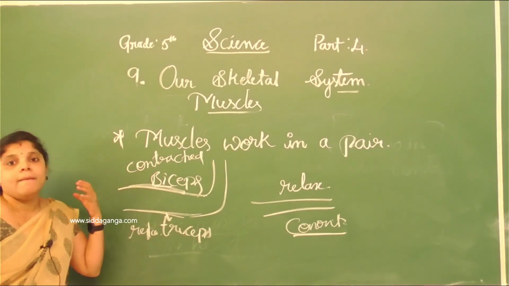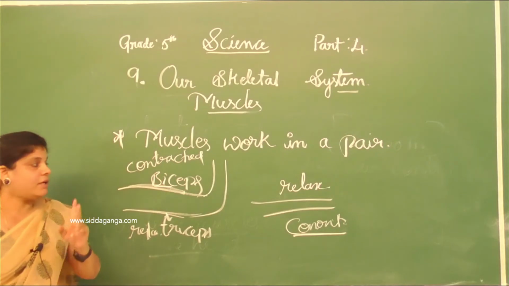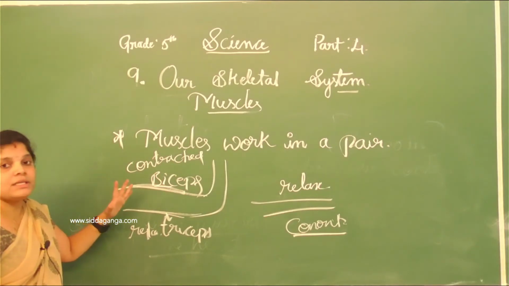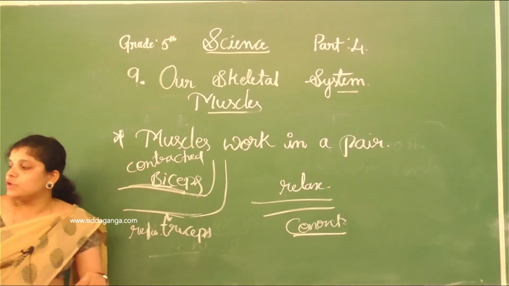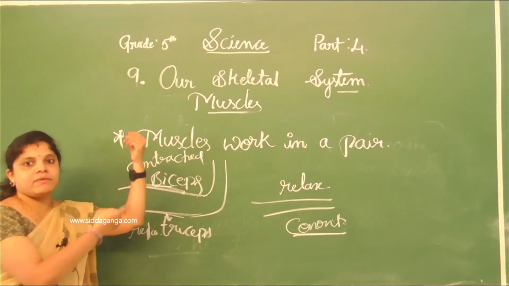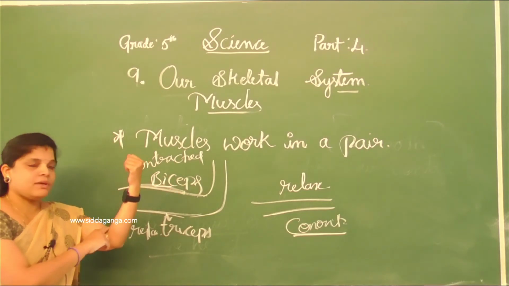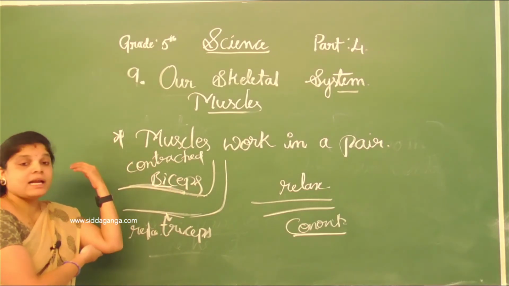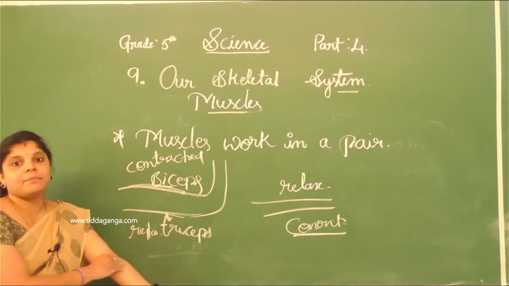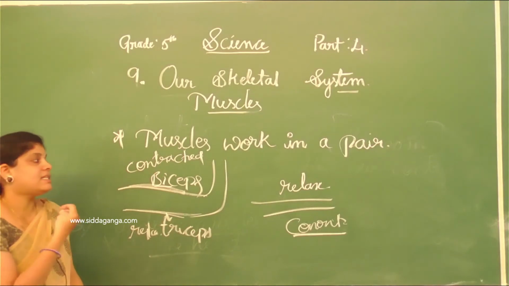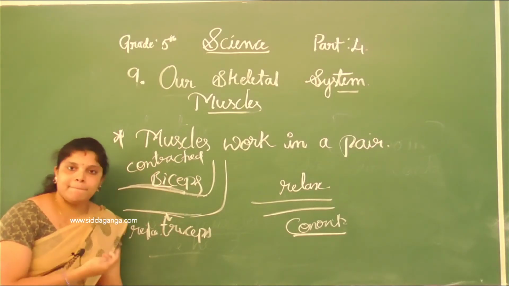This is one of the types of work of muscles. So normally muscles work in a pair. See, the example is the arm. Our arm has biceps and triceps. Biceps is the upper part, triceps is this one. When biceps is contracted, the triceps will be relaxed. When triceps is contracted, the biceps will be relaxed. This is an example of muscles working in a pair.